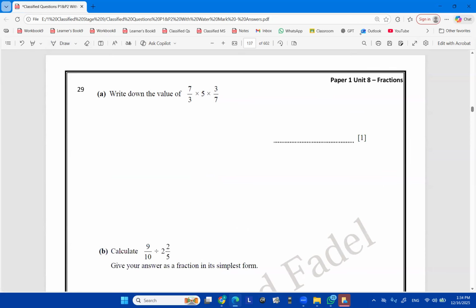Write down the value of 7/3 times 5 times 3 over 7. Mister, you told us before that in multiplication we can simplify any numerator with any denominator. Only in multiplication, right? Yes, mister, we remember this. So can I simplify the 7 with the 7? Yes, 7 divided by 7 is 1. 7 divided by 7 is 1. And can I also simplify the 3 with the 3? Yes. Divided by 3 is 1 and 1. So all that I've got left is what? Just a 5.